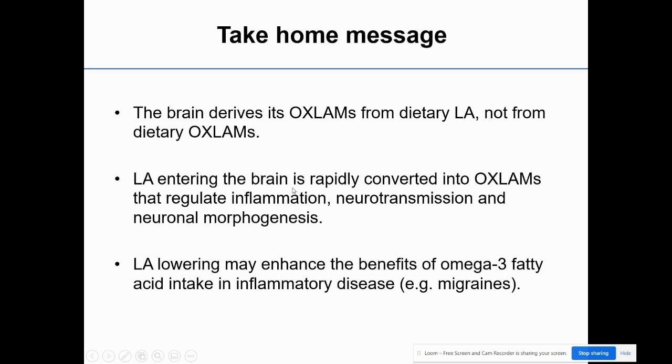So this is the final slide. All in all, our results, or the take-home message for you, is that the brain derives its OXLAMs, its oxidized linoleic acid metabolites, from dietary LA, not from dietary OXLAMs. LA entering the brain is rapidly converted into OXLAMs that regulate inflammation, neurotransmission, neuronal morphogenesis, and also the response to ischemic brain injury. LA lowering may enhance, at least in humans, it appears to enhance the benefits of omega-3 intake in inflammatory disease, in this particular case, migraines.